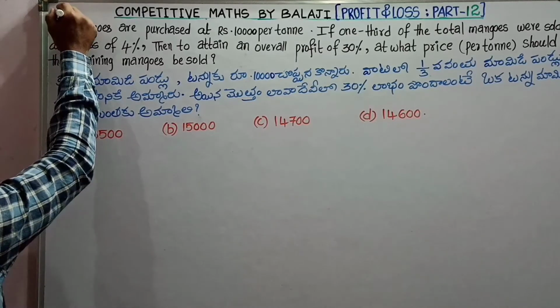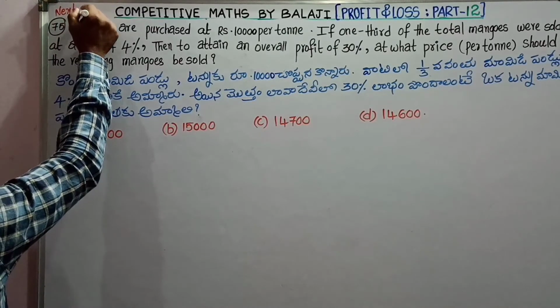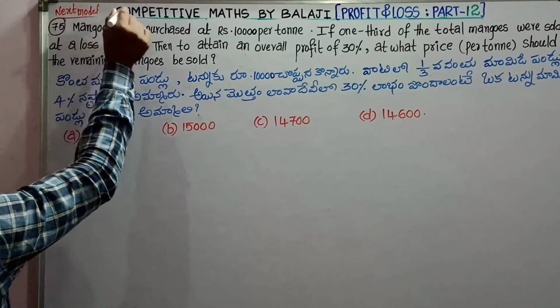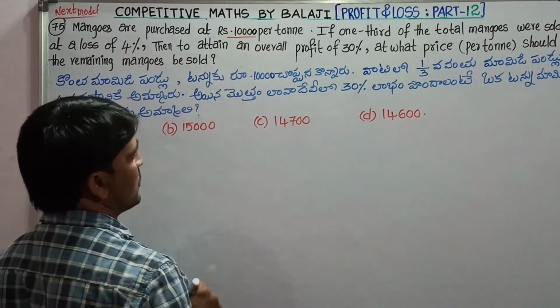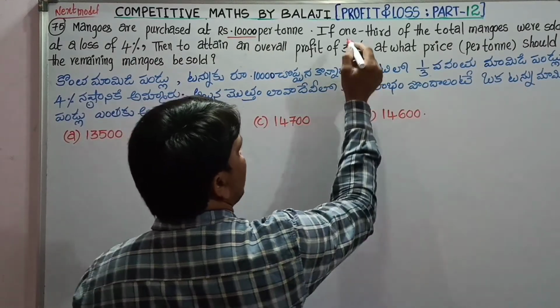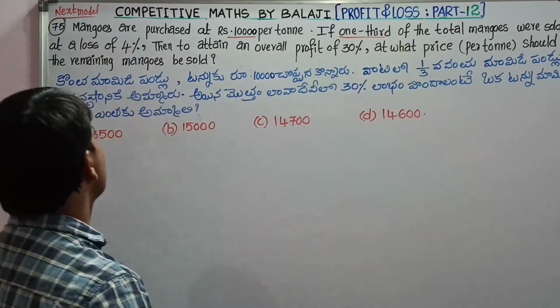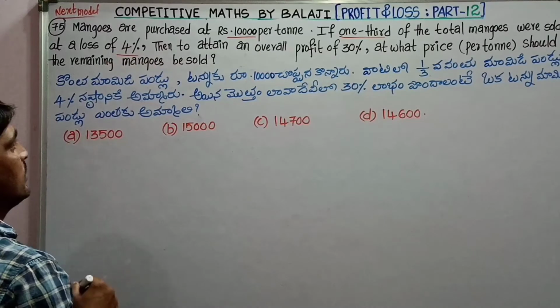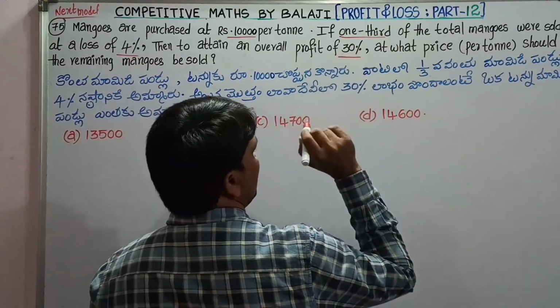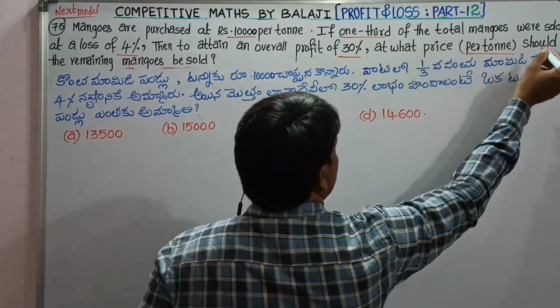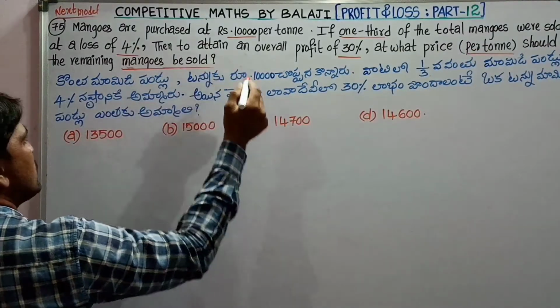Next question, 75. Mangoes are purchased at rupees 10,000 per ton. If 1/3 of the total mangoes were sold at a loss of 4%, then to attain an overall profit of 30%, at what price per ton should the remaining mangoes be sold?